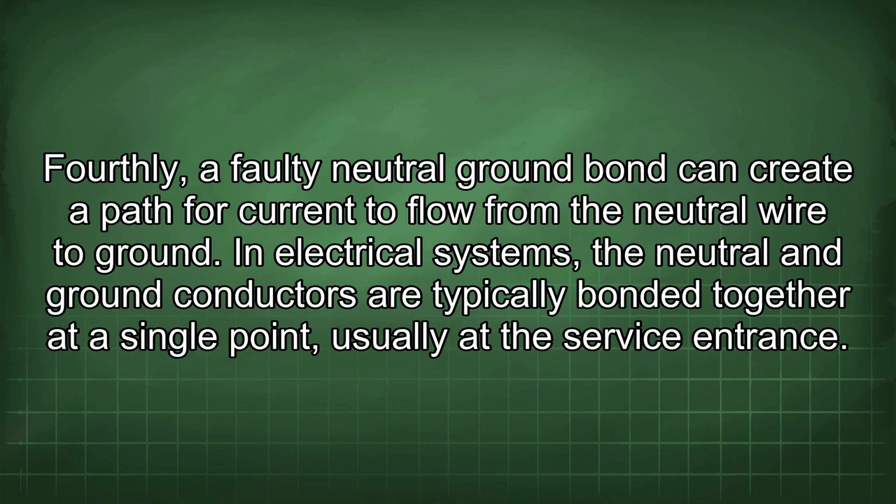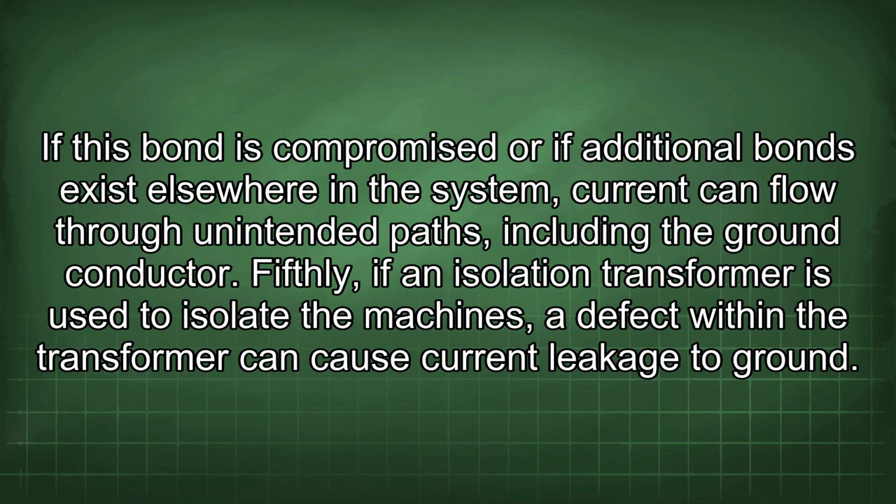Fourthly, a faulty neutral ground bond can create a path for current to flow from the neutral wire to ground. In electrical systems, the neutral and ground conductors are typically bonded together at a single point, usually at the service entrance. If this bond is compromised or if additional bonds exist elsewhere in the system, current can flow through unintended paths, including the ground conductor.